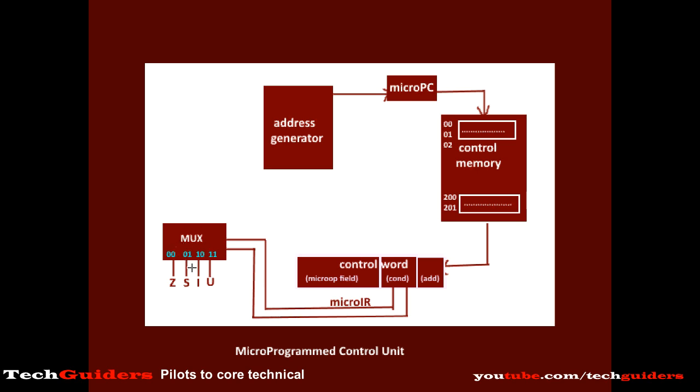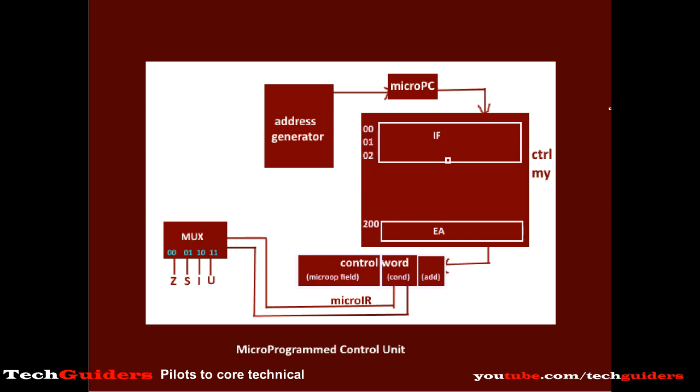So how does it work? If we have to make a branch based on the zero flag, our condition bits will be 00. Hence, the zero flag will be selected as input to the address generator. If the zero flag is set, then this address within the control word will be selected as the next address. If the zero flag is not set, then the next microinstruction will be the microinstruction in sequence. For that, the microprogram counter can just be incremented.